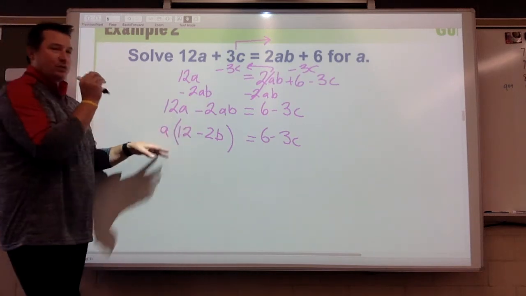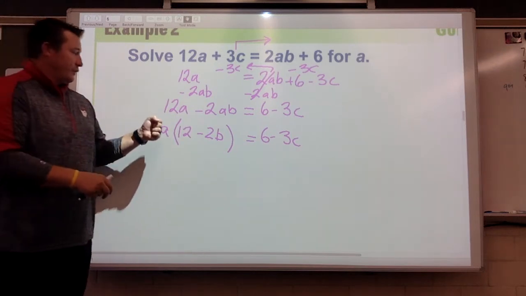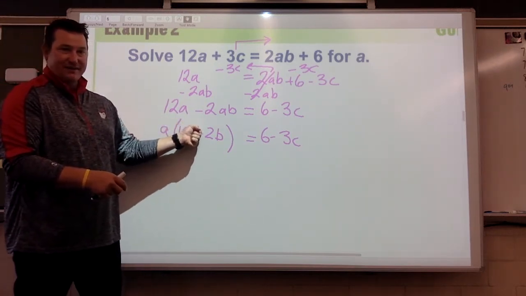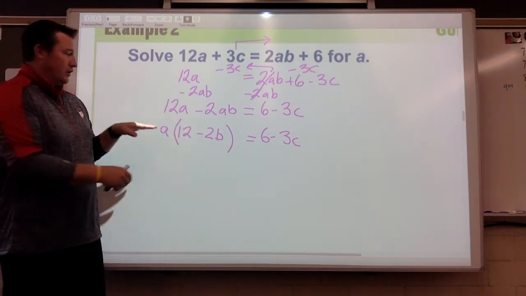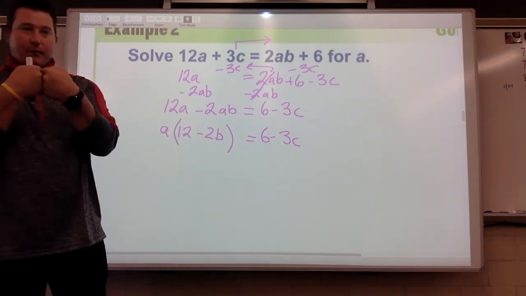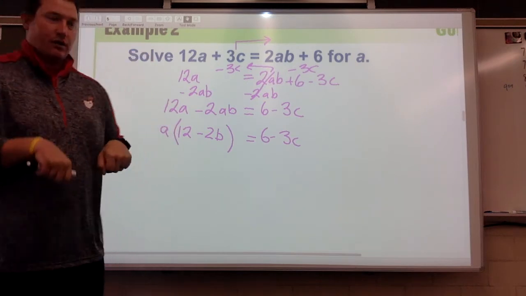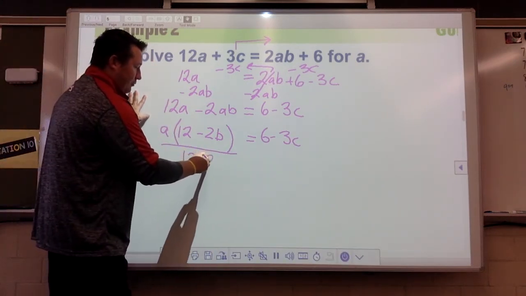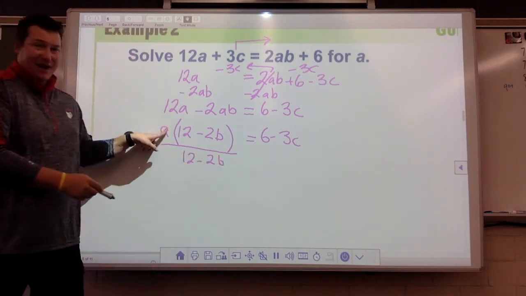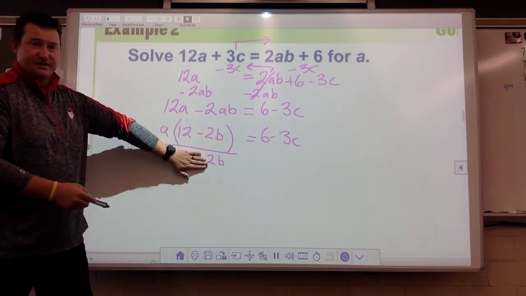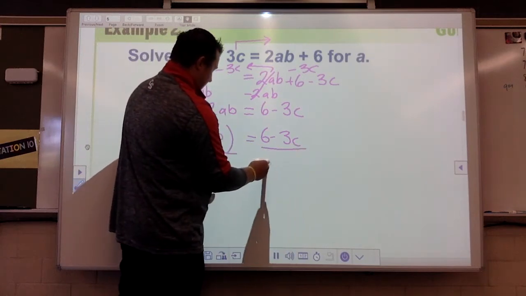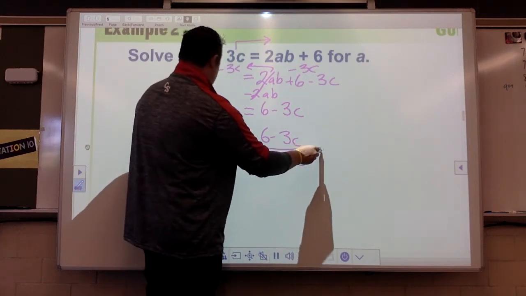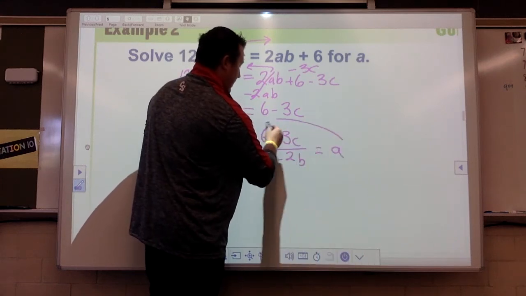Now this is what we need to happen. We've got this A multiplied by this, 12 minus 2B. Multiplying two things together, break them up with division, okay? What do you want to divide by? Well, we always want to get our variable by itself. So we're not going to divide by our variable, we're going to divide by this. Whatever I've done to one side, I need to do to the other. 12 minus 2B. This equals A.